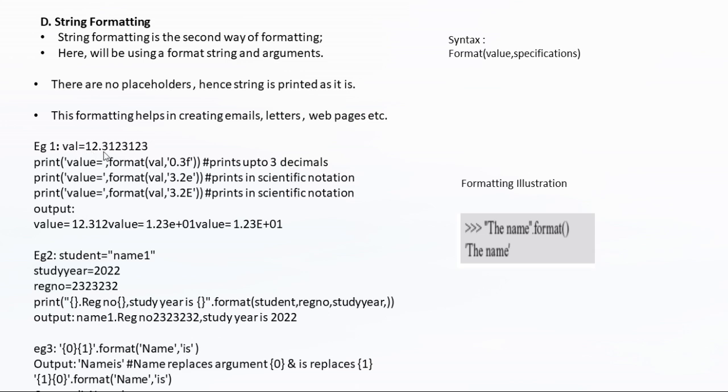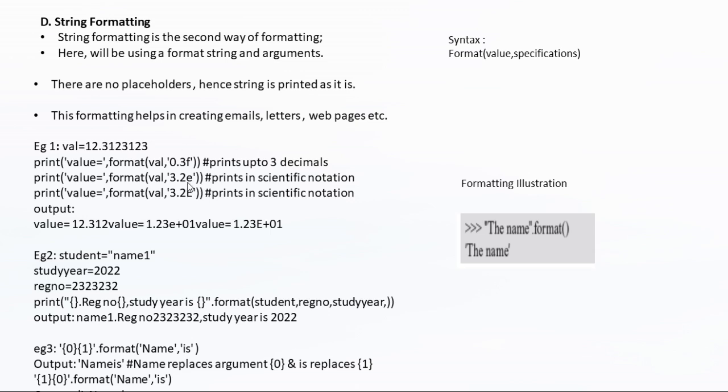So let's see an example. Suppose I have a value like this, and I want to display this value. So the first argument in the print function would be a string. It's going to display value equal to, and the first argument here I give is val. So basically that would be the value I want to display, comma format. So in this format, first one would be the val, that is the number for which I want to do the formatting. What is the specification I'm giving? .3f. So basically it will print up to 3 decimals.